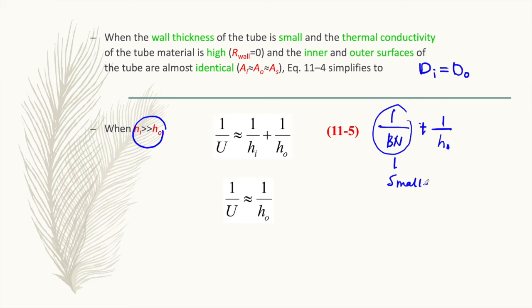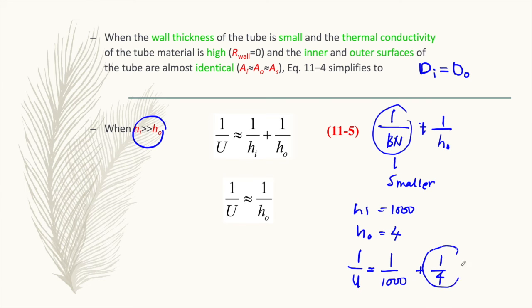It will show a smaller number because it is 1 over a big number. For example, 1 over 1,000 will be 0.001. And 1 over 4, HO is 4. For example, let's say HI is 1,000 and HO is 4. So if you divide, 1 over U equals 1 over 1,000 plus 1 over 4.